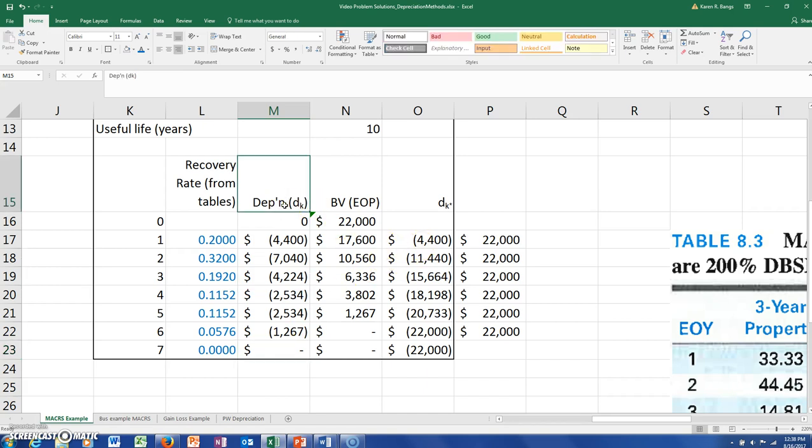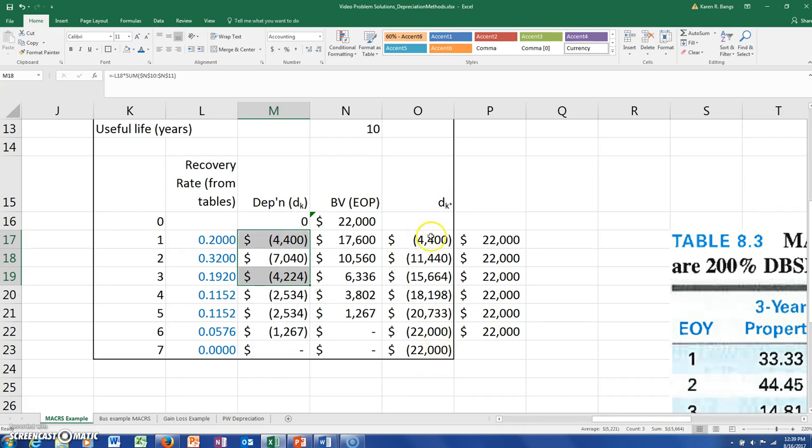D sub K typically is identified nomenclature for the depreciation for the period. D sub K star is the accumulated depreciation. So we can see our accumulated depreciation by the end of year 1 is simply the depreciation that we incurred in year 1. Our accumulated depreciation at the end of year 2 is depreciation for year 1 plus year 2. Accumulated depreciation for the end of year 3 is simply the sum of the depreciation for years 1, 2, and 3. Okay, so that's accumulated depreciation.